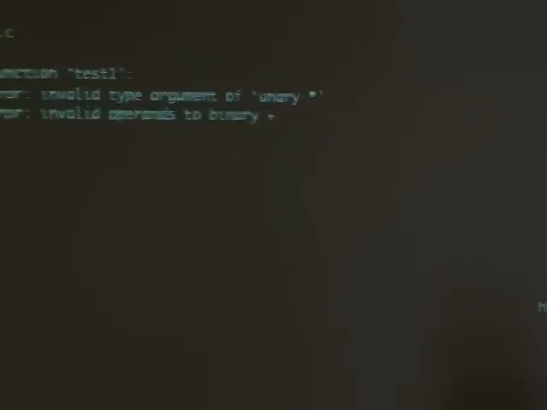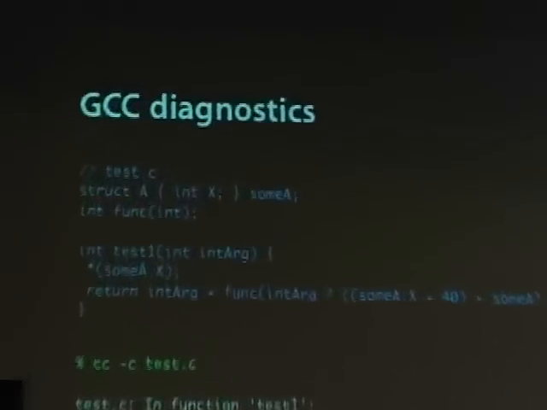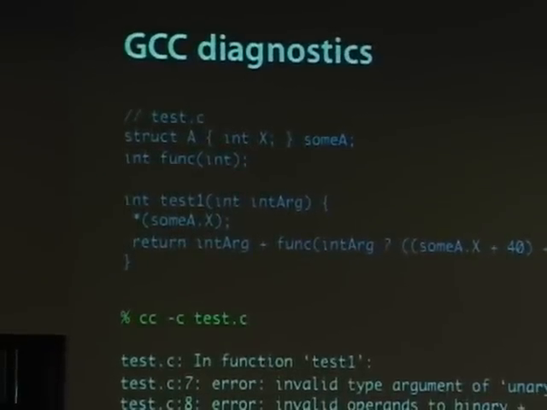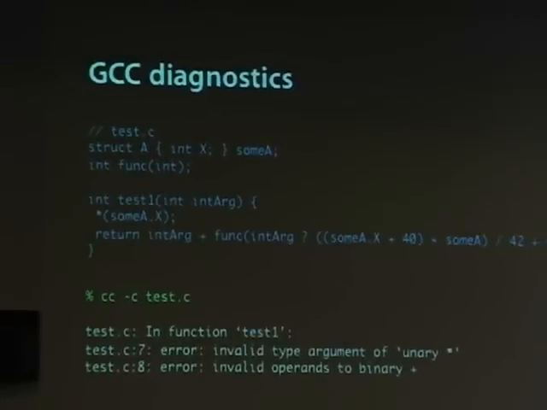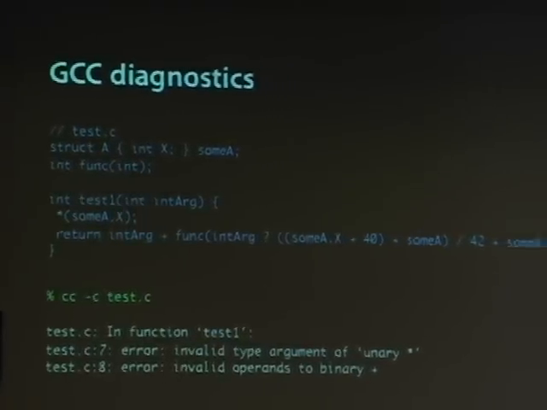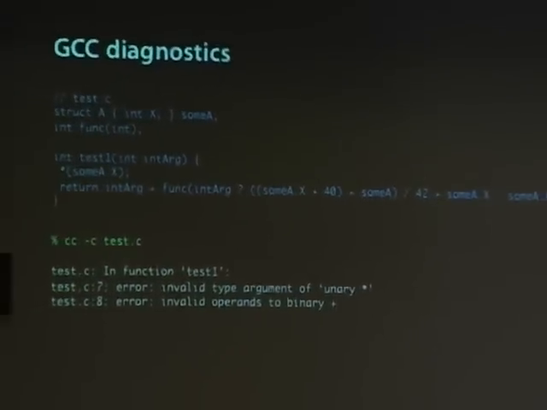I mentioned diagnostics before. One of the nice things about this is that it gives you good diagnostics. Here's, again, a simple example. Here's some code. It has a struct. It has a couple of functions and two lines of code in this function body. When you compile this with GCC, you get two errors. They say there's an invalid type argument to unary star.